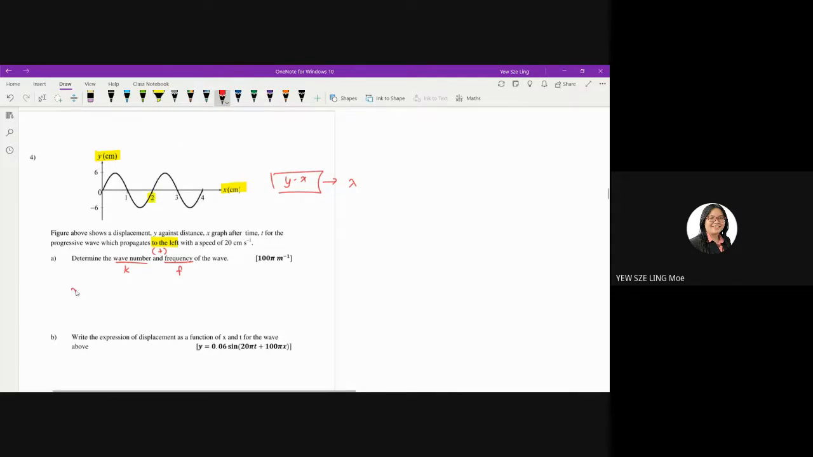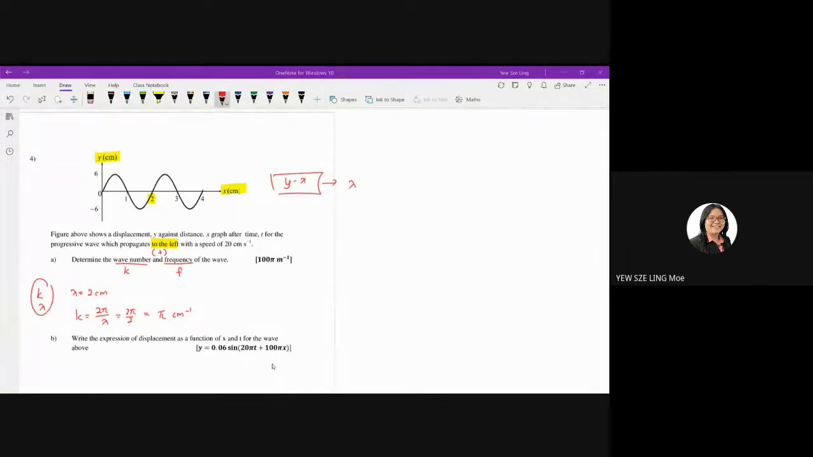Given lambda is equal to 2 cm, from lambda I can then determine k, because k and lambda are one family. So k equals 2 pi over lambda, which is 2 pi over 2. 2 pi divided by 2, you have pi. Lambda is in terms of cm, so k is cm^-1. Okay, k is pi cm^-1.